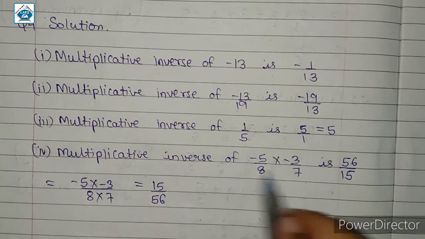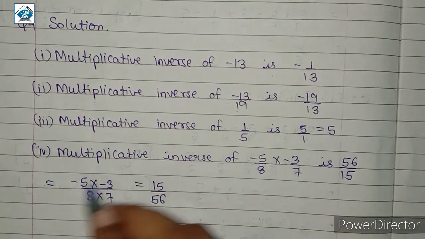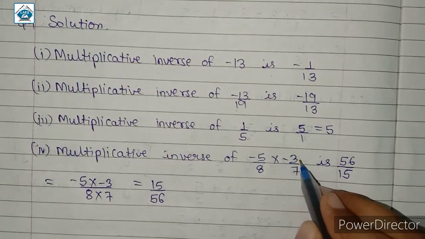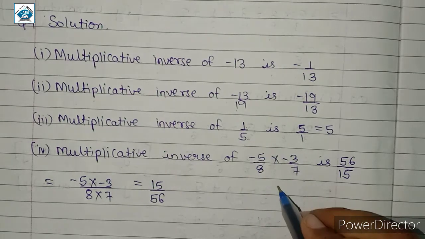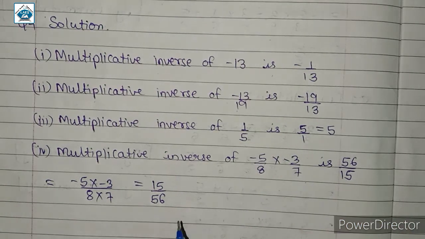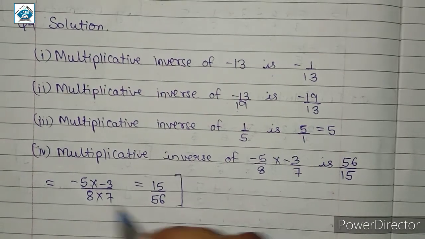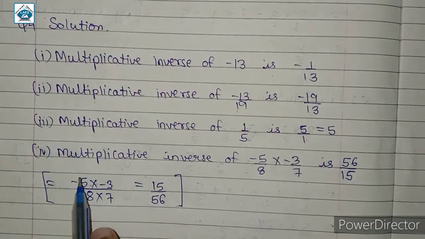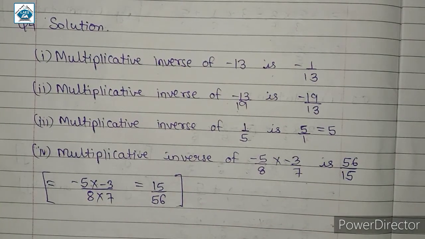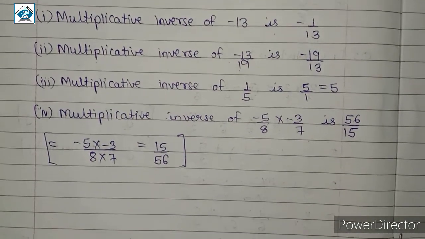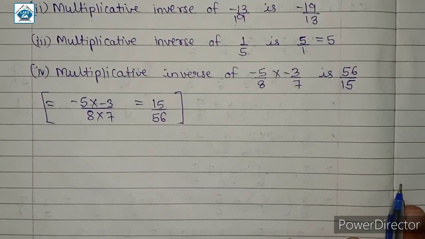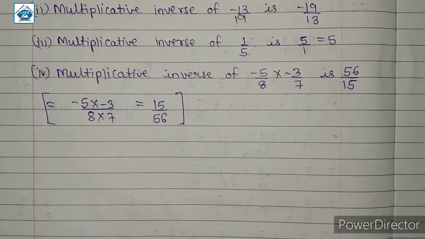So the multiplicative inverse of this will become 56 upon 15. Why did we do this? In order to solve it, because directly how will we find its multiplicative inverse? So for that we need to find its answer, which is 15 upon 56. So you can show it as the calculation. Therefore the multiplicative inverse of minus 5 by 8 multiplied by minus 3 by 7 is 56 upon 15.